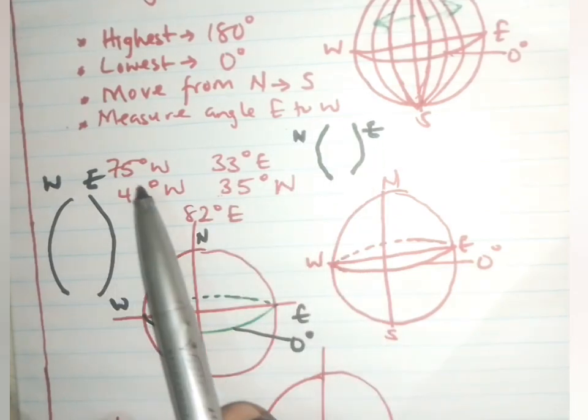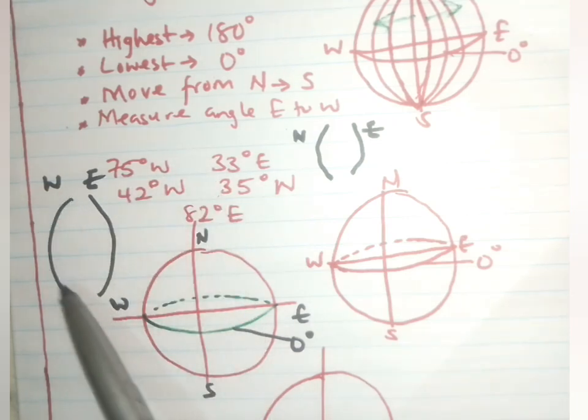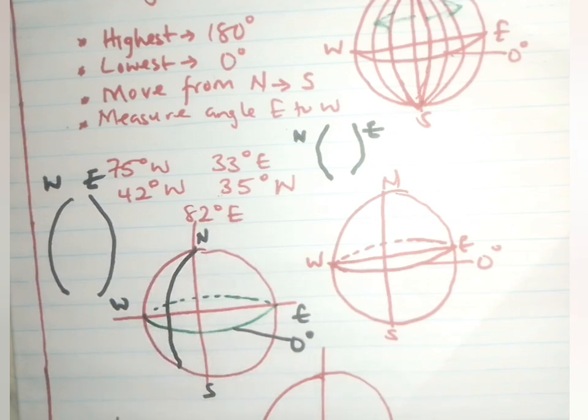Now, our number here is 75 degrees west. Since it's in the west, it's going to bend in this form, but it's going to move from north to south. So we just move down like this and end it at the south pole. Then label it 75 degrees west. Always label it. If you don't label it, your mark will be subtracted. So this is 75 degrees west.